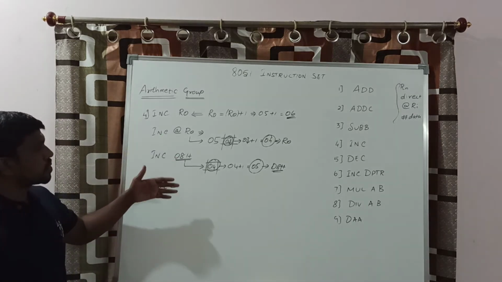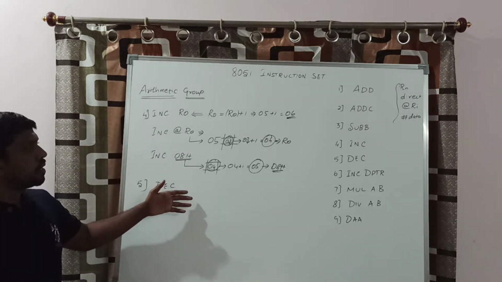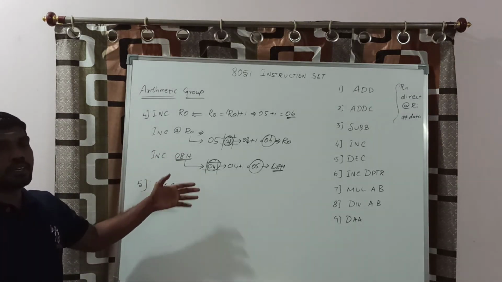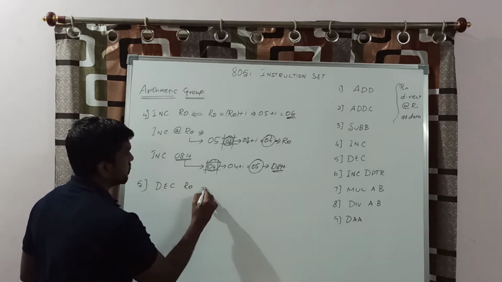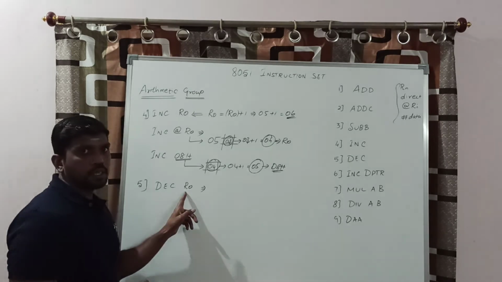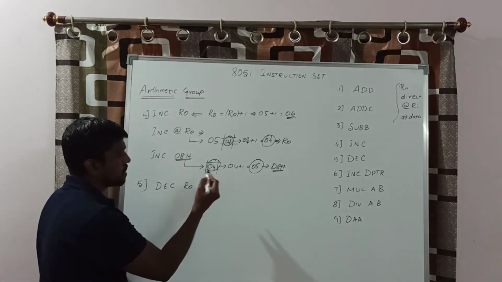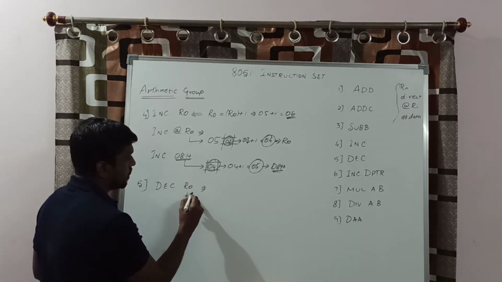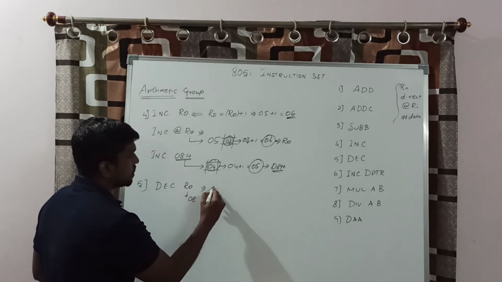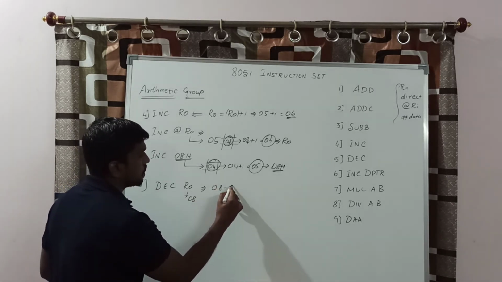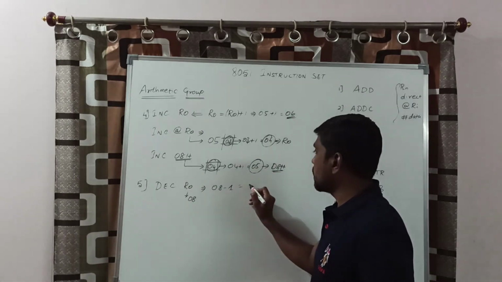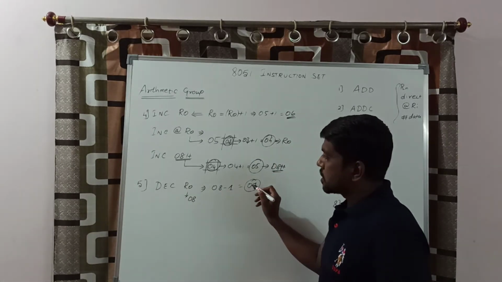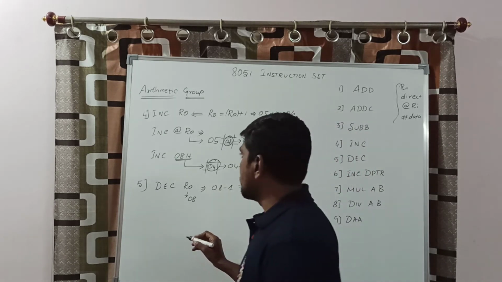Fifth one, decrement, DEC. This instruction is also similar to increment, but here you just subtract 1, decrement by 1. Decrement Rn: whatever value is present in Rn, this content is decremented by 1. Let us consider the Rn value 08. After execution of this instruction, you just decrement by 1, 08 minus 1, 07. This content is loaded in the Rn register.